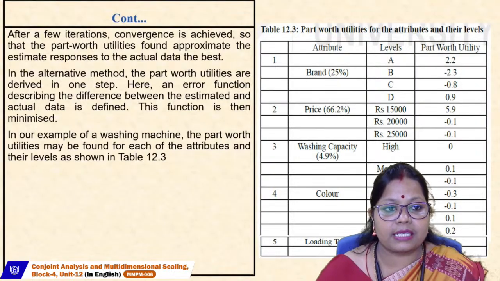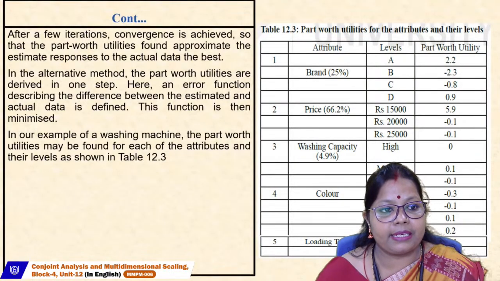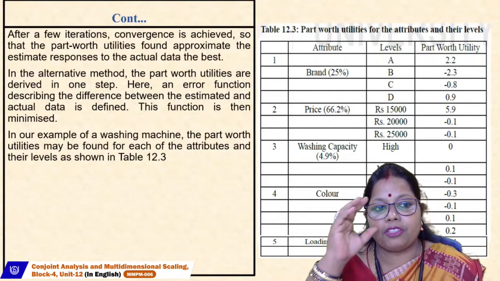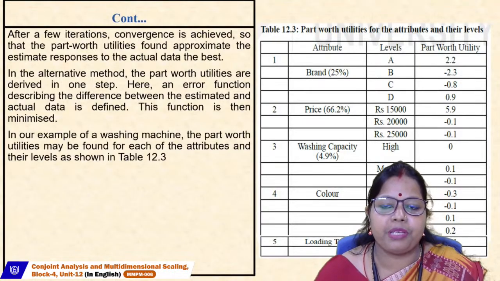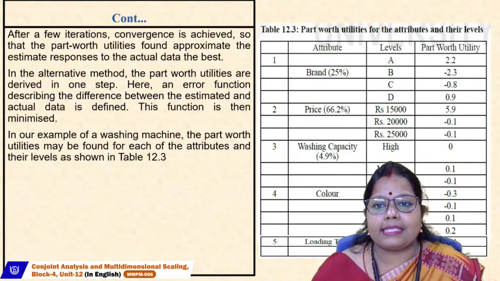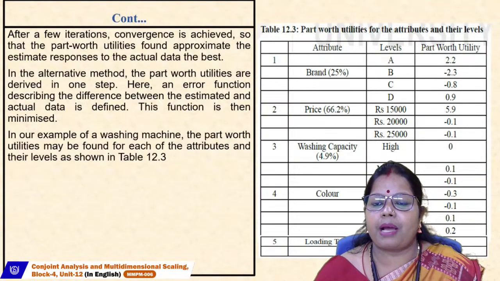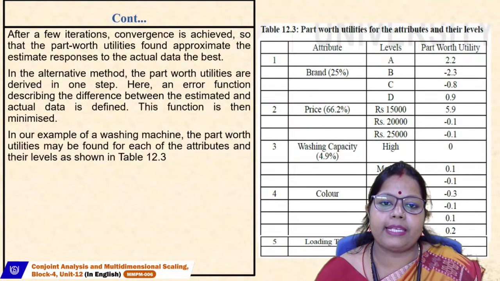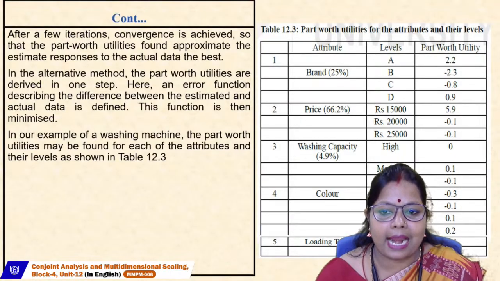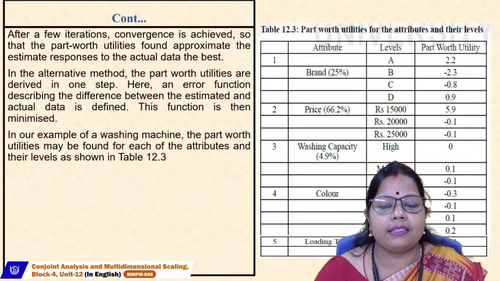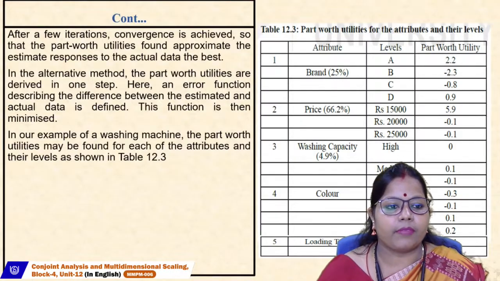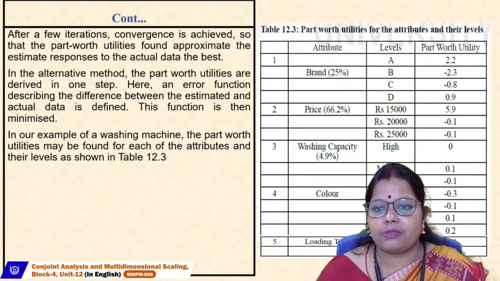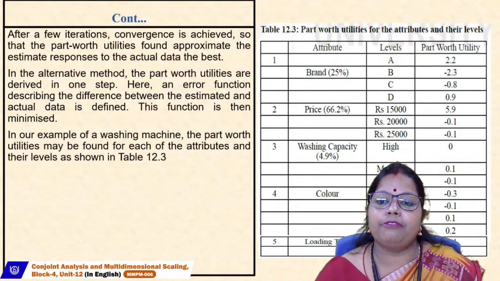Here an error function describing the difference between the estimated and actual data is defined. Then the function is minimized, because we are always advised to minimize the error. In our example, with the brand, capacity and other attributes, and the cards we have designed, we see in table 12.3 the part worth utilities for the attributes and their levels. This is an example of a washing machine.